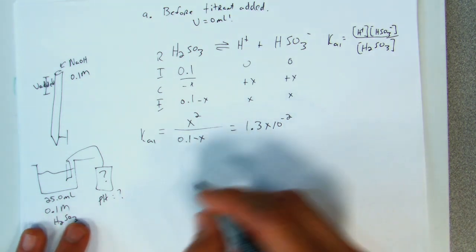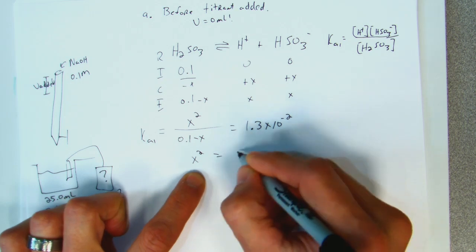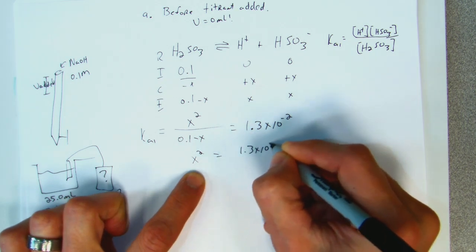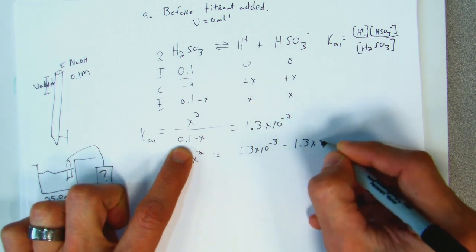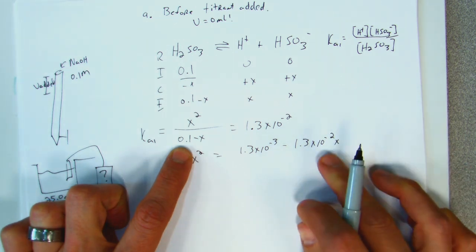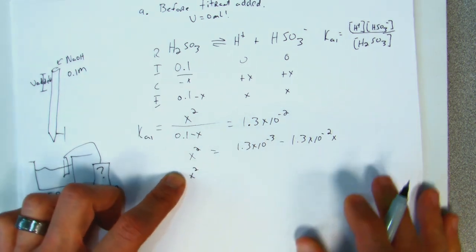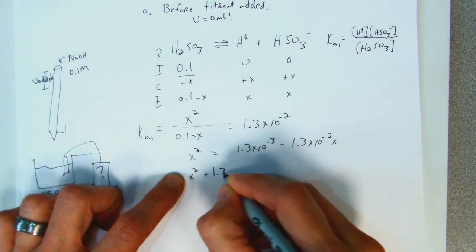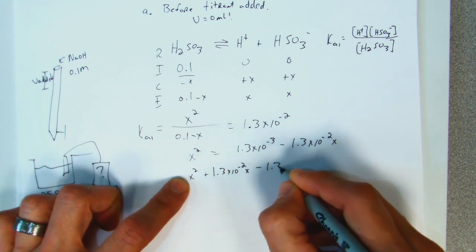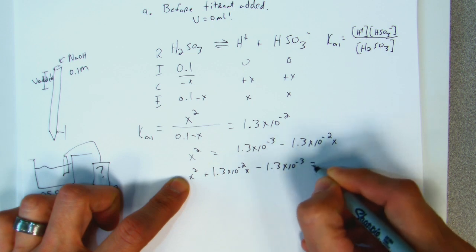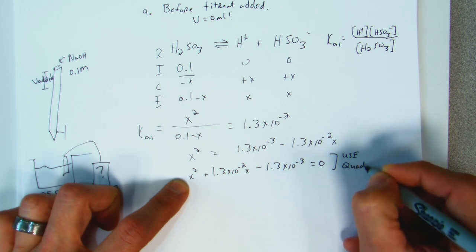So rearranging and solving, we would have x squared is equal to 1.3 times 10 to the minus 3 minus 1.3 times 10 to the minus 2x. Moving that over to the left, I'd have 1x squared plus 1.3 times 10 to the minus 2x minus 1.3 times 10 to the minus 3 is equal to 0. This is the form that I can use my quadratic equation.